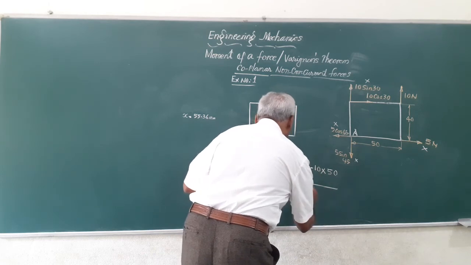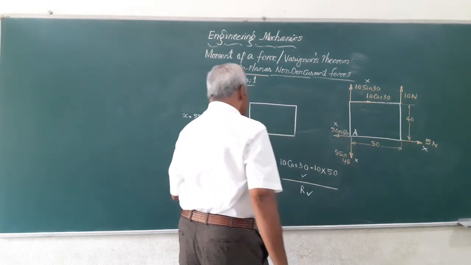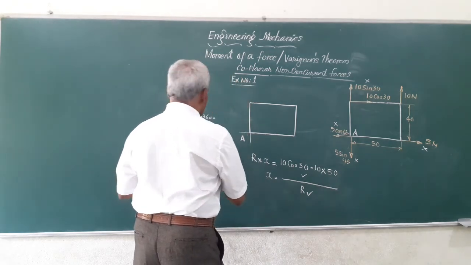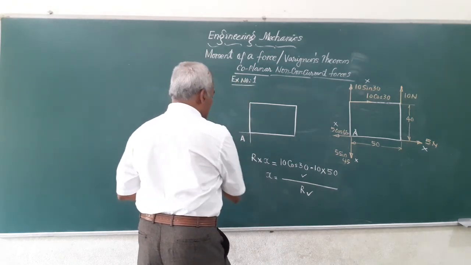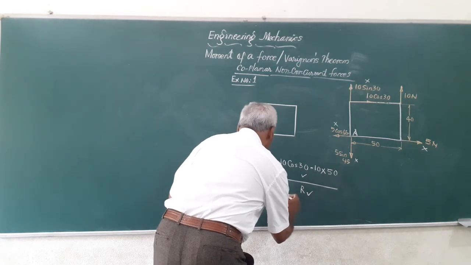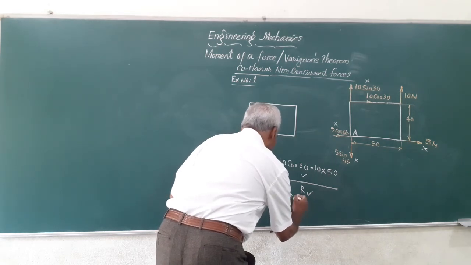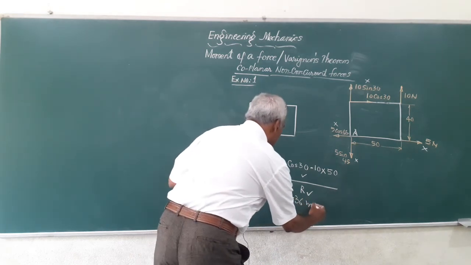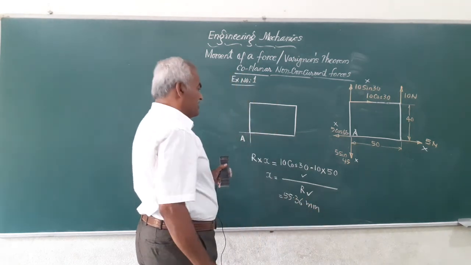The R value you have already calculated in the first step. So you get a distance x and that works out to 55.36. The answer 55.36 is in millimeter because the dimensions of the plate are in millimeter.